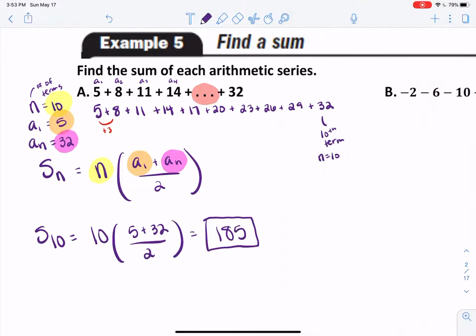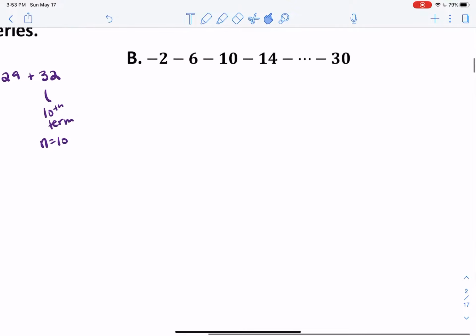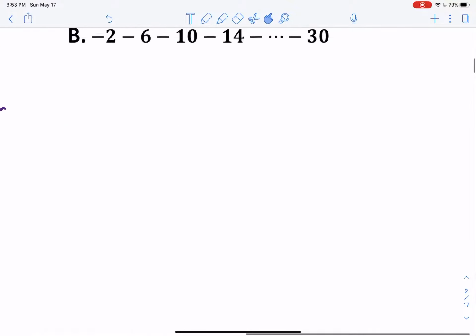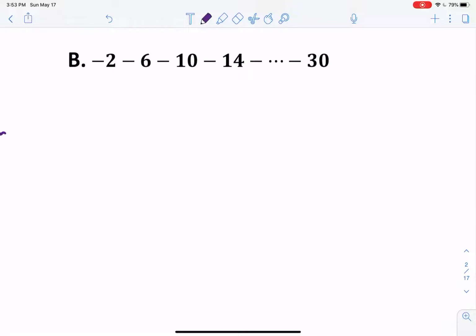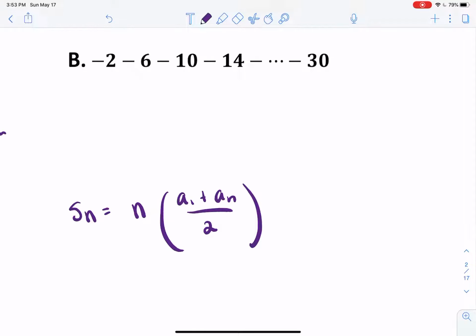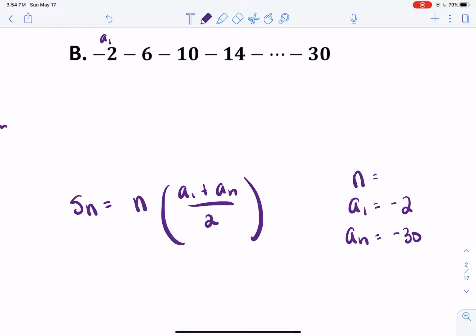Okay, let's do another one, very similar. If you wanted to pause it and try it on your own, go for it. Same idea: what's the sum of all of these terms? We're going to use our formula. We need an n, we need our first term, and we need our last term. I can see our first term is -2, and our last term is -30. But how many terms are there? -2 is our first term, second, third, fourth, but which one is that last one? We're going to figure that out.